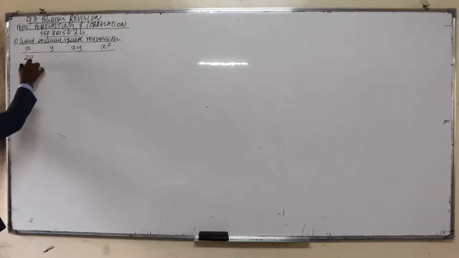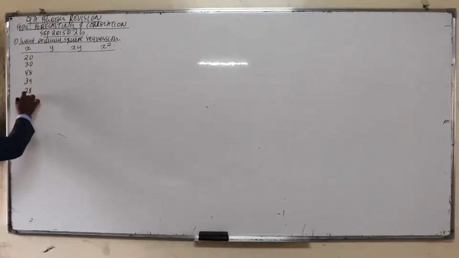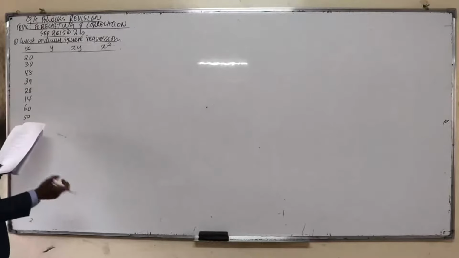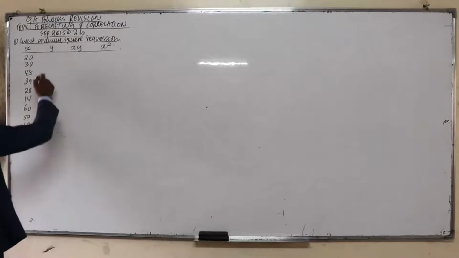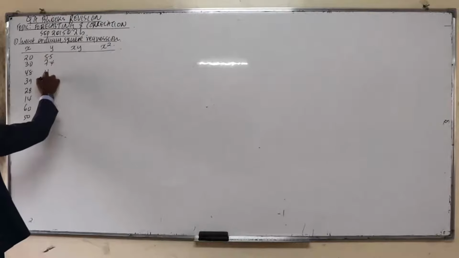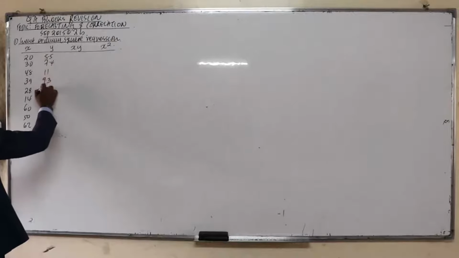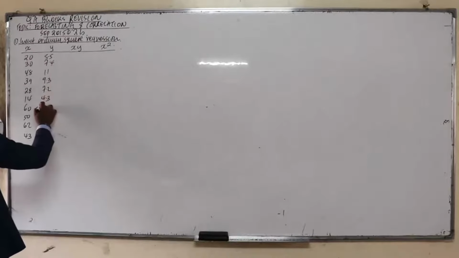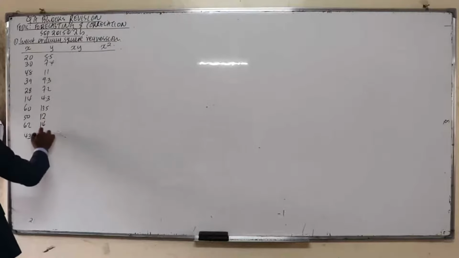The x values are 20, 30, 48, 39, 28, 14, 60, 50, 62, 43. Then we have y. Y is the dependent variable, or the item being predicted, of which we have 5.5, 7.4, 11, 9.3, 7.2, 4.3, 13.5, 12, 14, and 10.